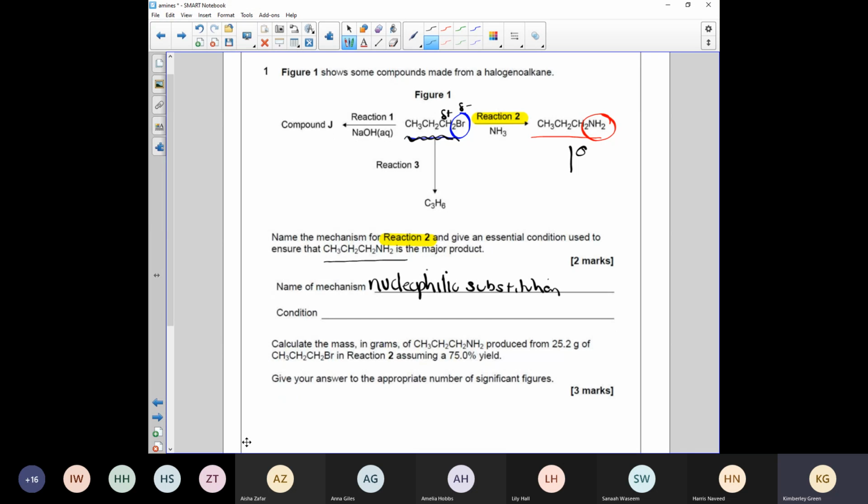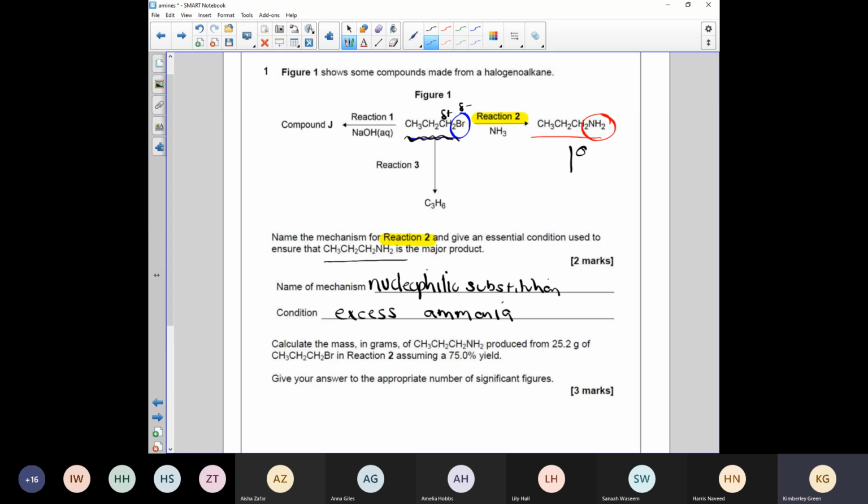So what we've got here is a primary amine. So we're only substituting once, basically. We're only actually doing 1 substitution. So to ensure that we only actually do 1 substitution, we need excess of our ammonia.